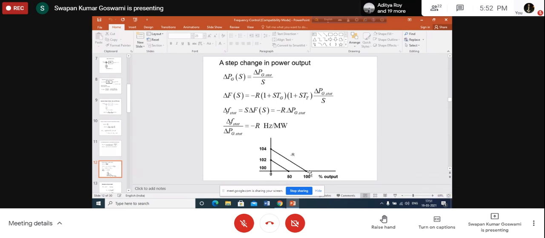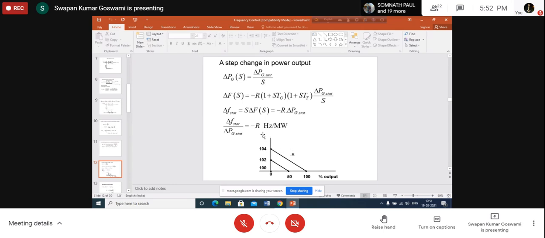Here it is representing the percentage change in output, and the percentage change in frequency. When output is 0, say this is the frequency high. As you are increasing the output, say 100% is the change in output, then what will be the change in frequency? Say from here, it was 104% of the frequency, now it becomes 100% when load becomes 100%. This is how we plot it.